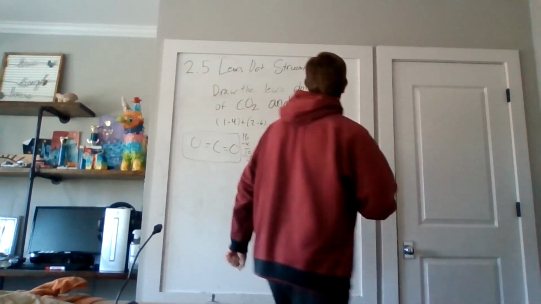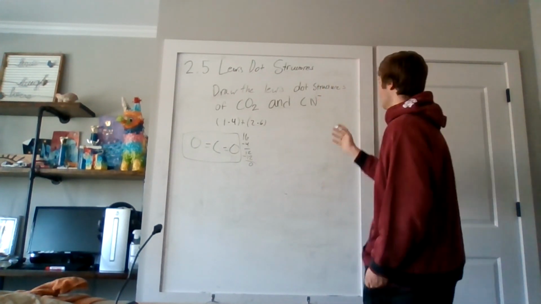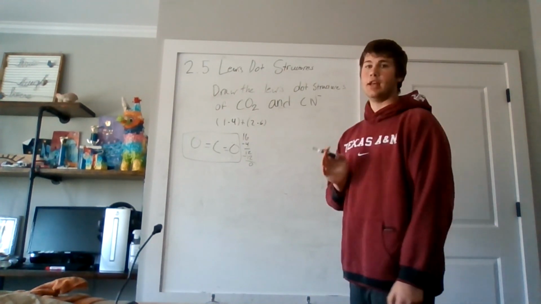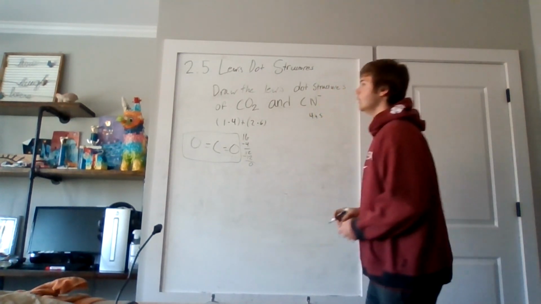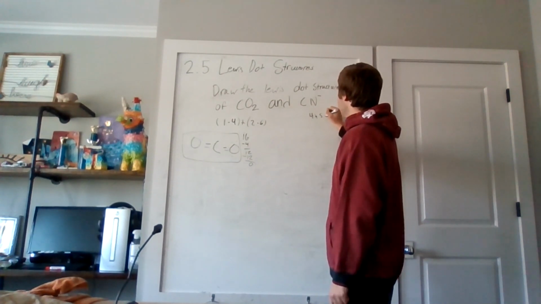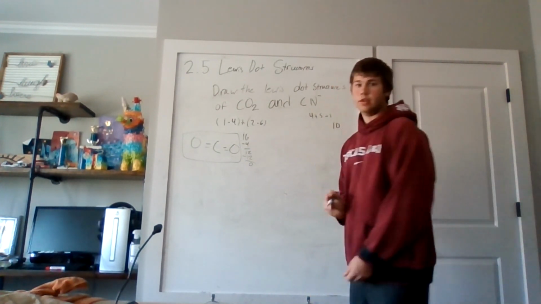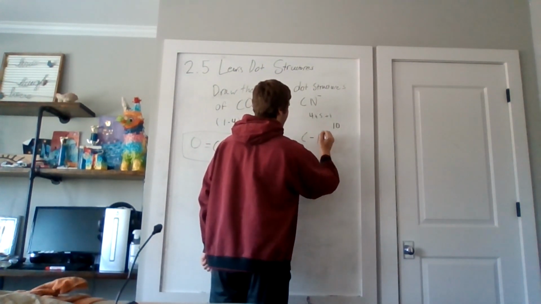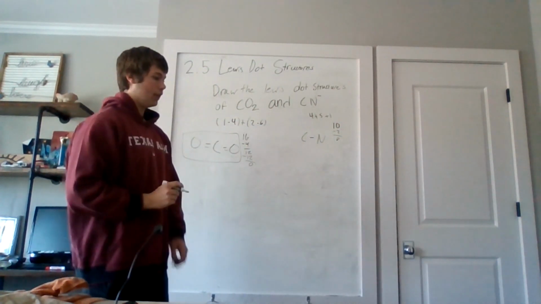For CN minus, we just count up the electrons. Carbon has 4 and nitrogen has 5, so we have 4 plus 5. And since it has a negative charge, we know that it has another electron since one was added. So that's a total of 10 valence electrons. So we do C bonded with N, subtract 2 for that pair, and then we're left with 8.